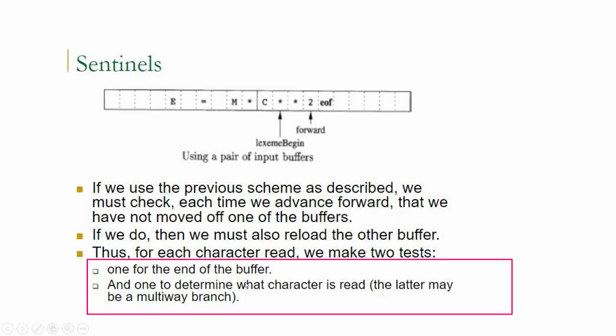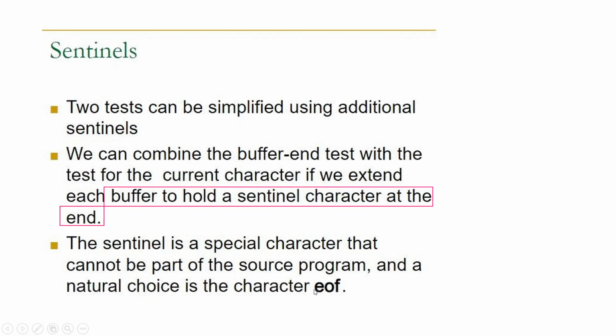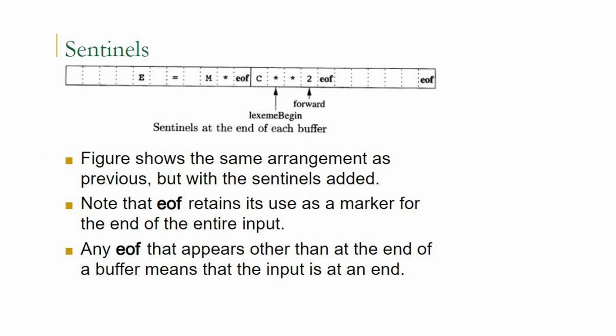There are two tests we need to make, one for the end of the buffer and one to determine what character is read. These two tests can be simplified using additional sentinels. We can combine the buffer end test with the test for the current character if we extend each buffer to hold a sentinel character at the end. The sentinel is a special character that cannot be part of the source program, and the natural choice is the character EOF.